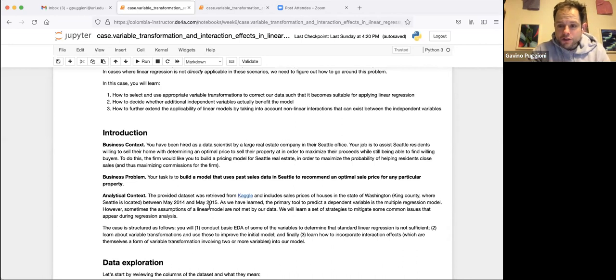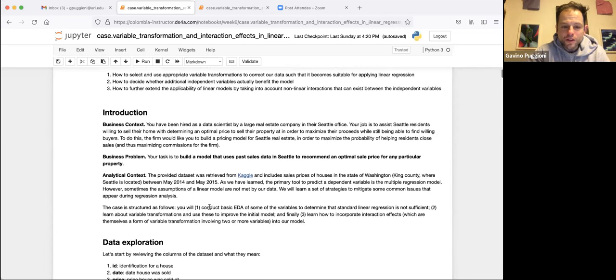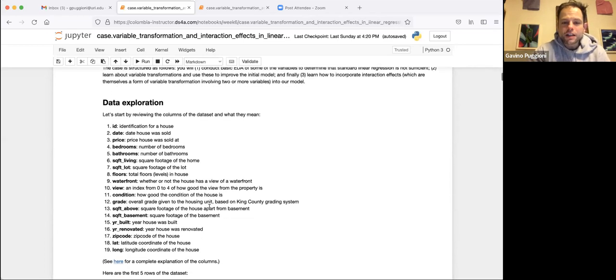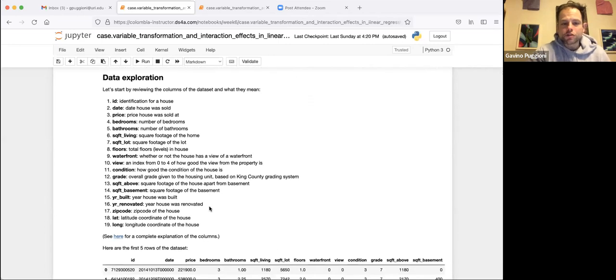After an exploratory data analysis, we learn about variable transformations. We'll discuss why we cannot go ahead right away and use a linear model. And then we learn how to incorporate interaction effects, which is a type of variable transformation. All right, so let's start reviewing the columns of the data set and what they mean.